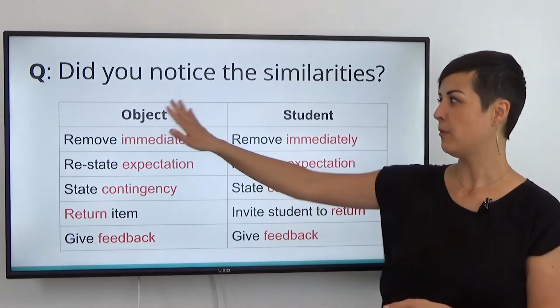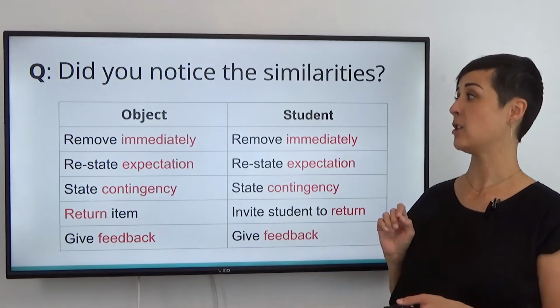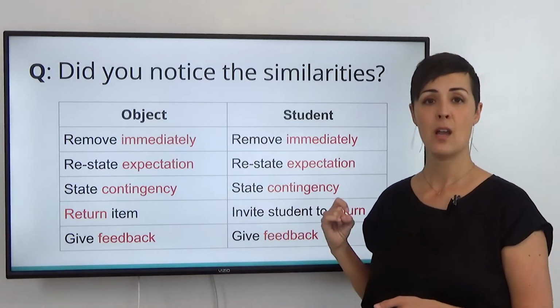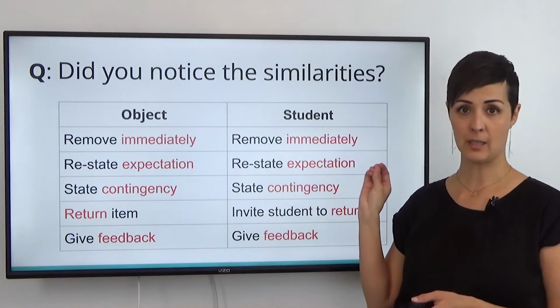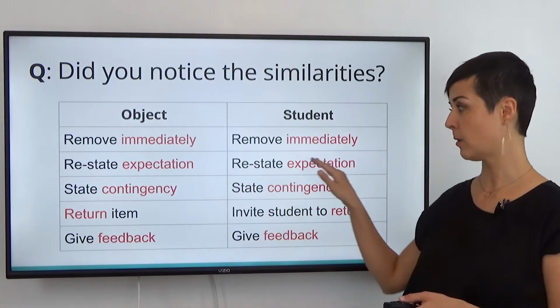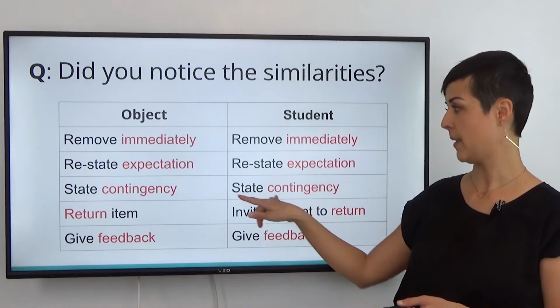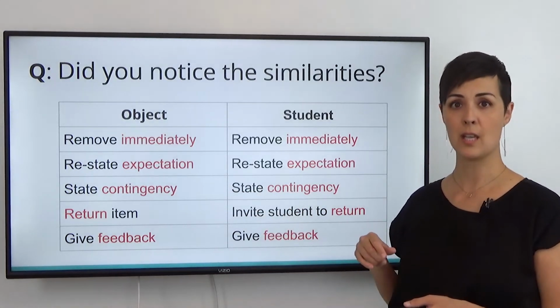Okay, in removing an object, removing a student, did you notice the similarities? Did you see these? In both cases, we're going to remove immediately. In the face of disruption, there's an immediate removal. Did you notice that we're going to restate the expectation? What should the behavior have looked like? And then we're going to state the contingency.